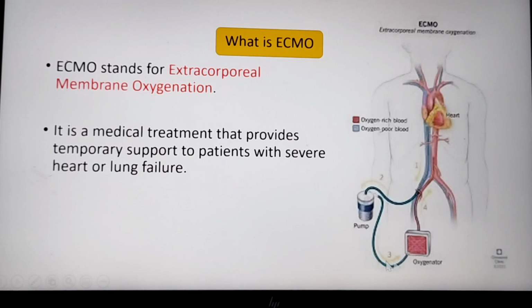So here is the diagram of ECMO. The ECMO consists of one pump and one oxygenator. This ECMO is used in patients with heart and lung failure. The heart function is replaced by the pump, where the blood is pumped, and the lung function is replaced by the oxygenator, where the blood is oxygenated.